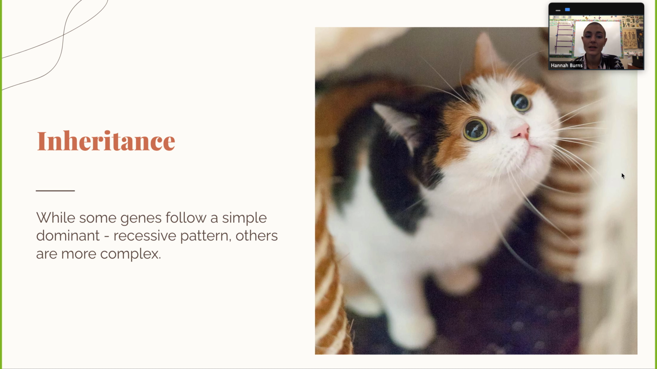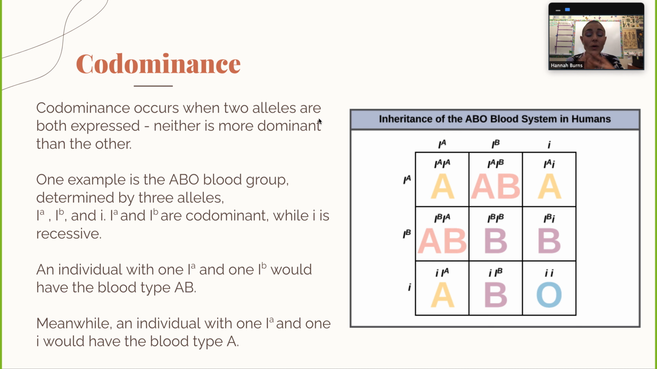So in terms of inheritance, some genes follow a super simple dominant recessive pattern, as we saw in the different traits that we examined for our pedigree charts, while others are a little bit more complex. And if this is a hint here, calico cats are a great example of complex inheritance patterns. So one example of something that's a little bit more tricky than just dominant or recessive is something that we've already seen, blood type.